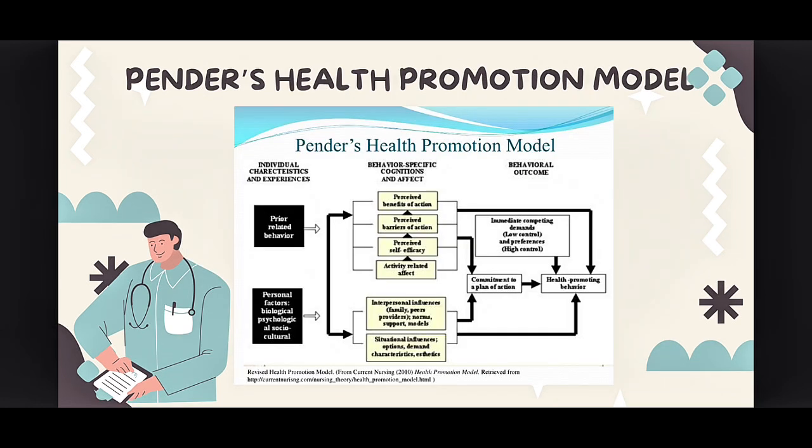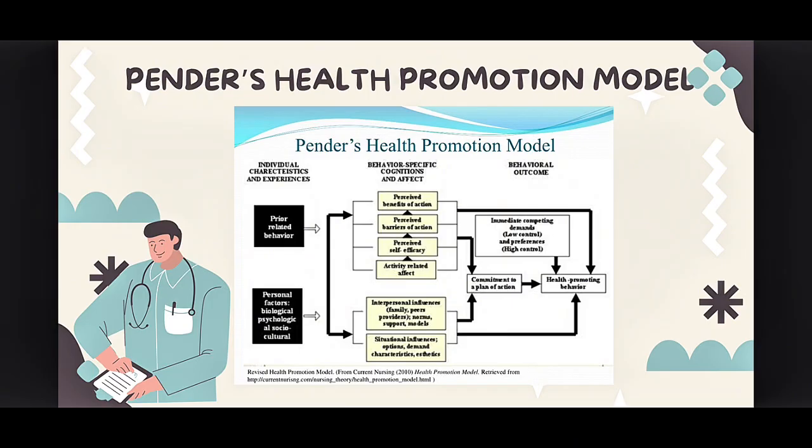Next is Pender's Health Promotion Model. Pender's Health Promotion Model focuses on helping individuals achieve higher levels of well-being by encouraging healthy behaviors. The model identifies personal factors, perceived benefits and barriers to action, and self-efficacy as key influences on health-promoting behaviors.